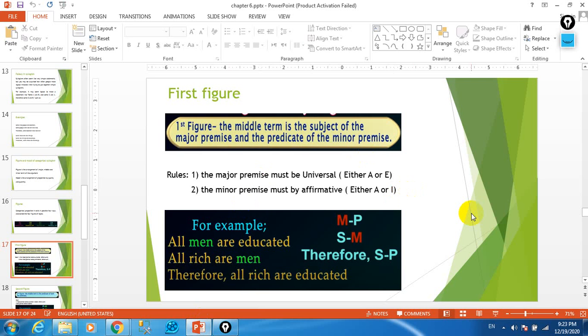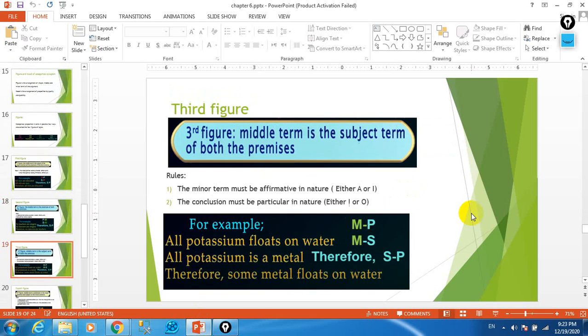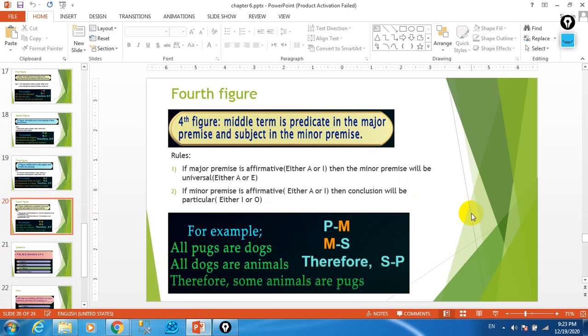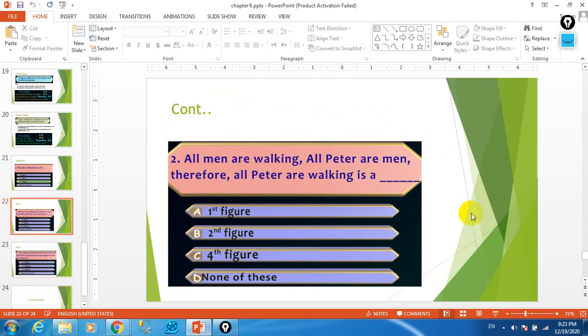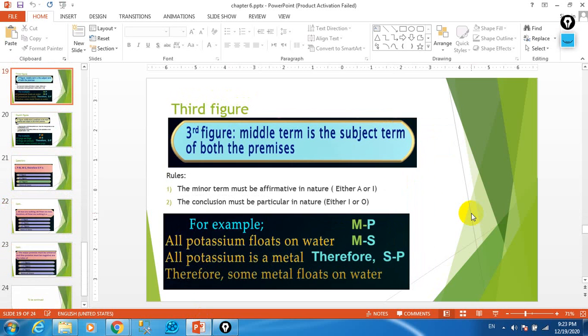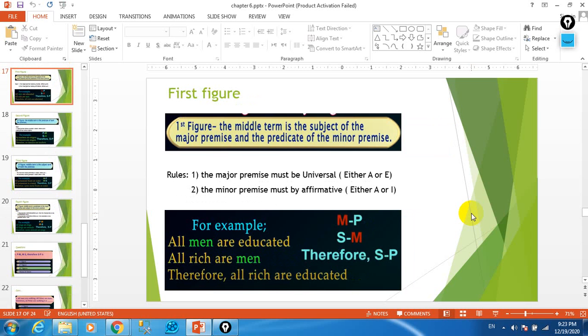I have also given you the second figure, third figure and fourth figure, so now you should take them. After this there is also the last question.